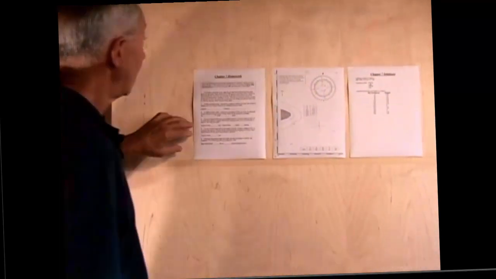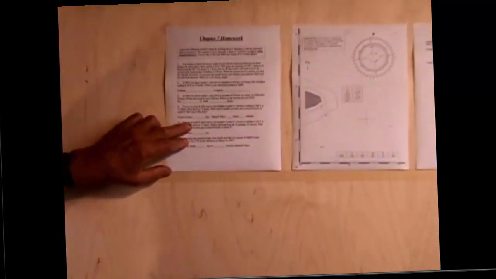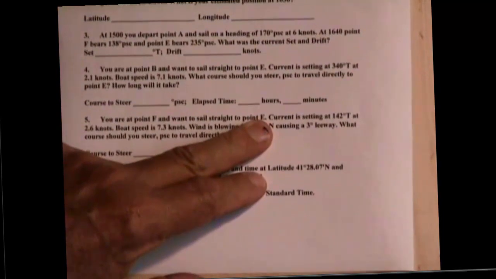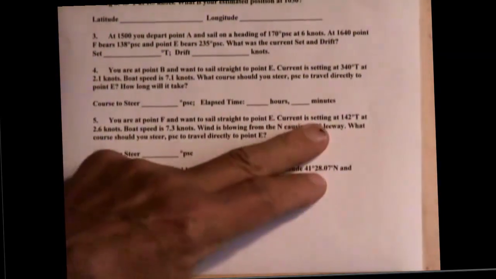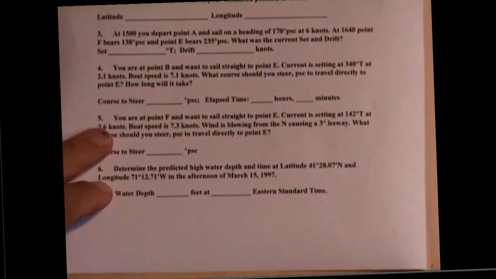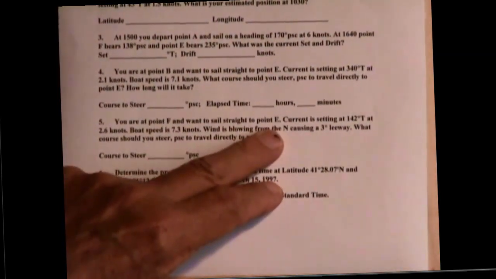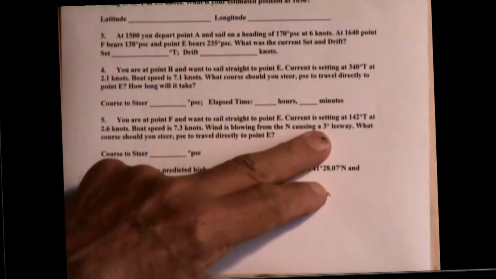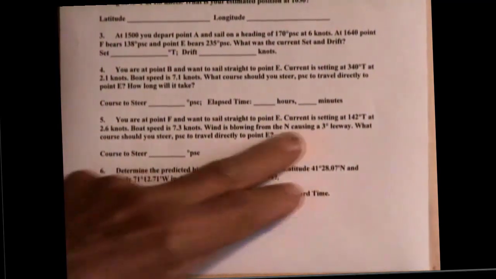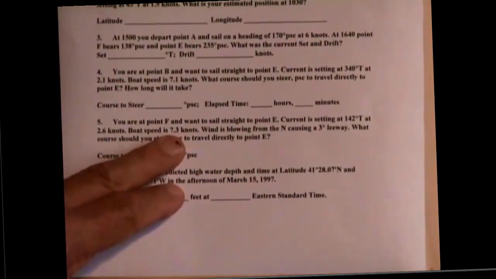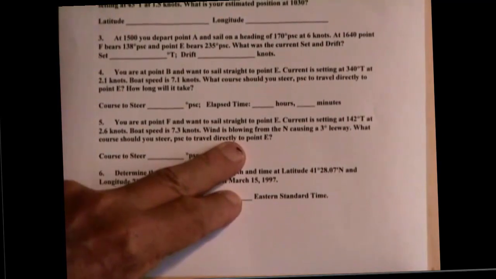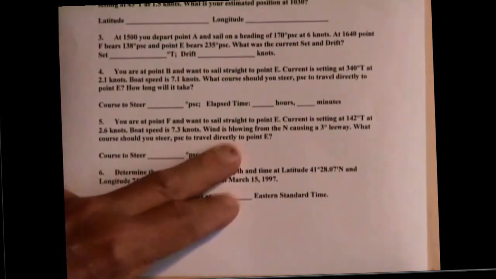Here is number 5. You are at point F and want to steer straight to point E. Current is setting at 142 at 2.6 knots. Boat speed is 7.3. Wind is blowing from the north, causing a 3-degree leeway. What course should you steer PSC to travel directly to point E?